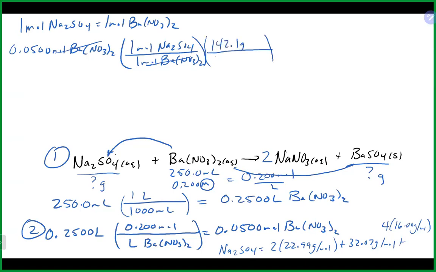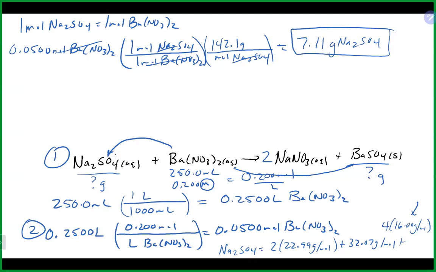So I'm going to use that as my conversion factor here: 142.1 grams per mole of sodium sulfate. That will get rid of my moles and leave me grams. And it tells me that about 7.11 grams of sodium sulfate would need to be added to that 250 milliliters of that 0.2 molar solution. Any questions on that one there?